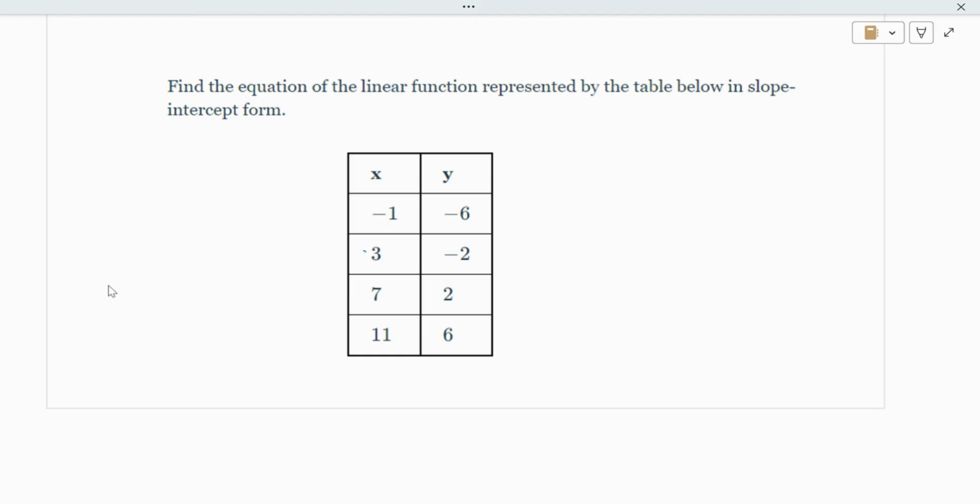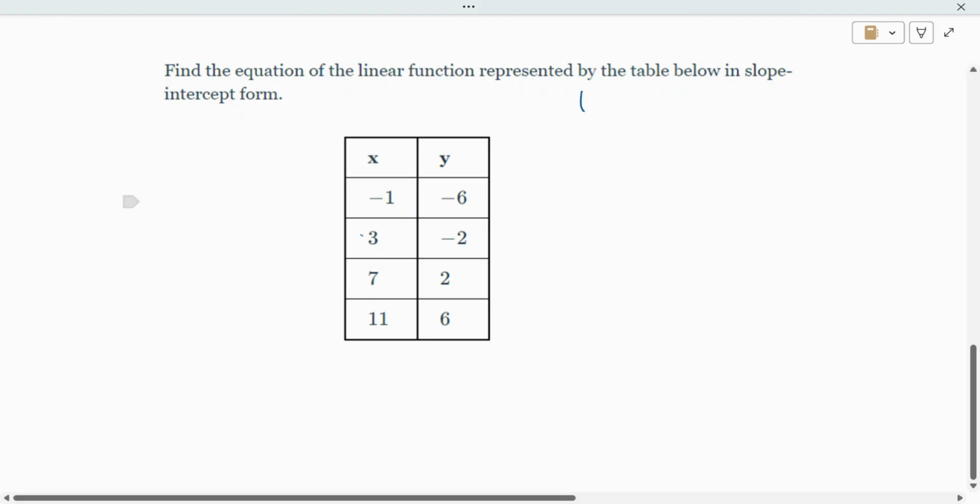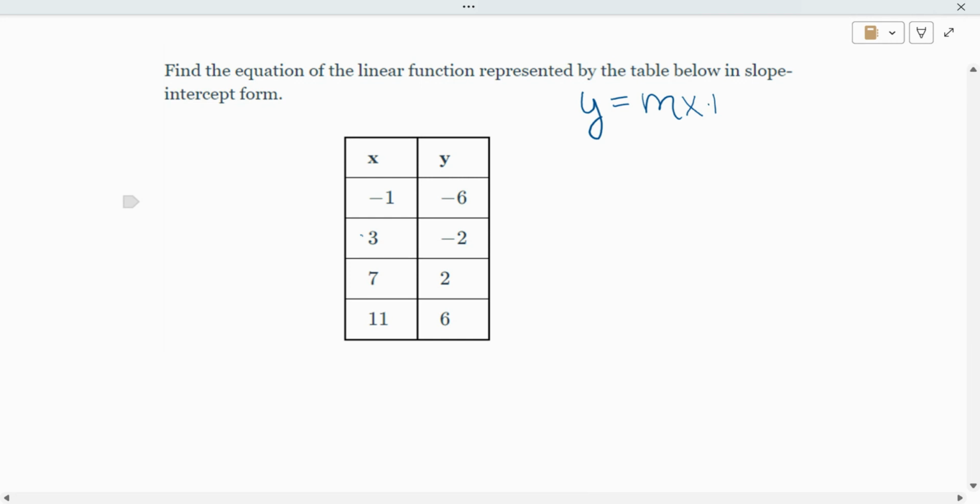Next. Find the equation of the linear function represented by the table below. So again, we're writing an equation that models y equals m times x plus b. And I need to figure out my slope first. So what am I doing to -6 to make it equal -2? Or what am I doing to -2 to make it equal +2? I'm adding 4 each time. Thank you, Braden. That's perfect.